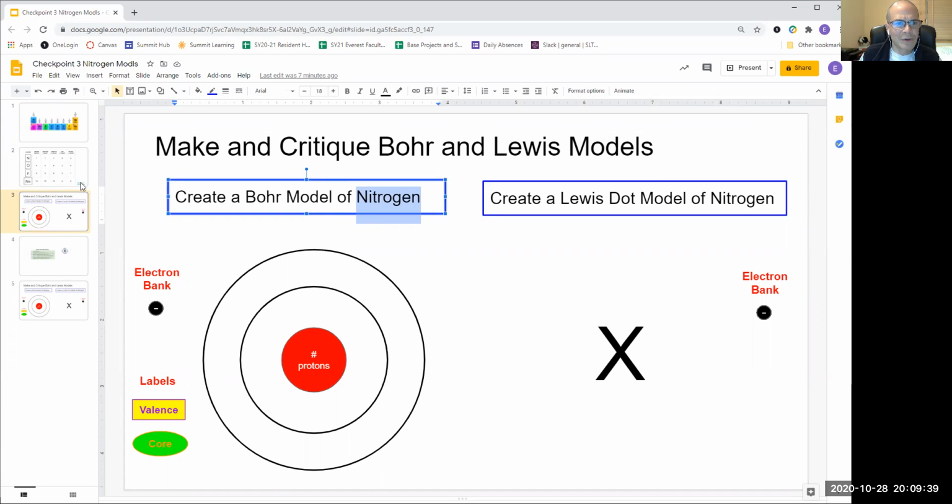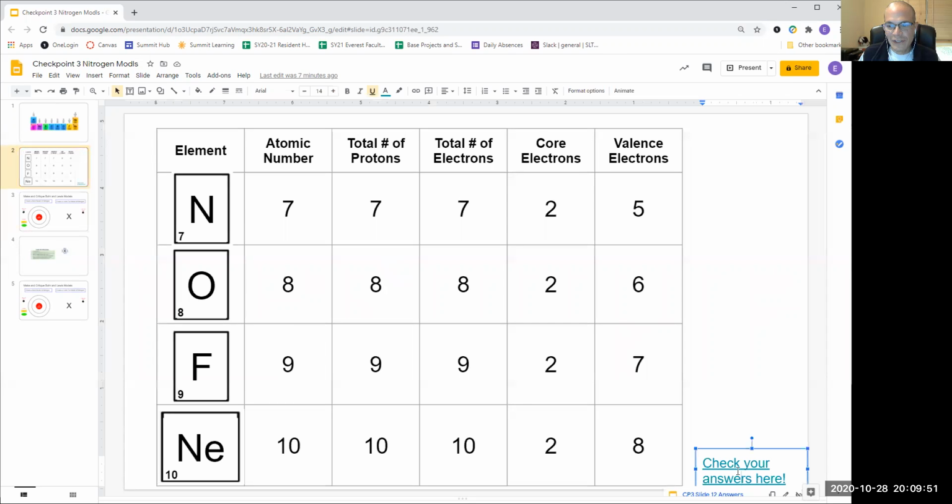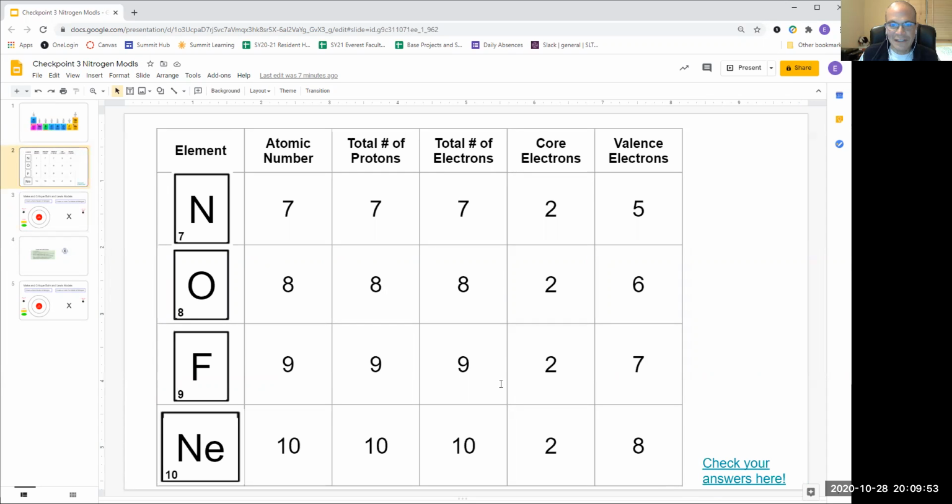So before we get started, one thing that we highly recommend is that you complete this table in your checkpoint 3 slides if you haven't done so already. And after you complete it, you can check your answers here. This is a link that will go to a document that actually has this table all filled in. And this will help you tremendously in making your models.